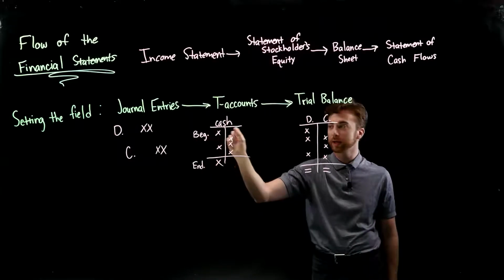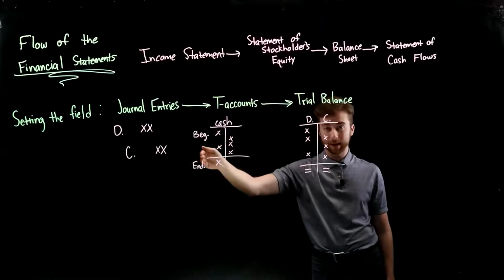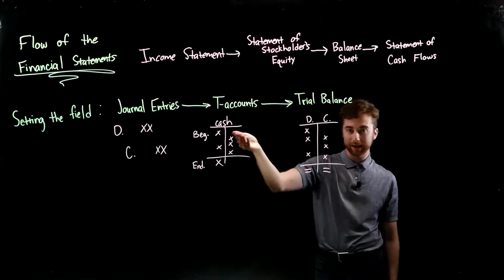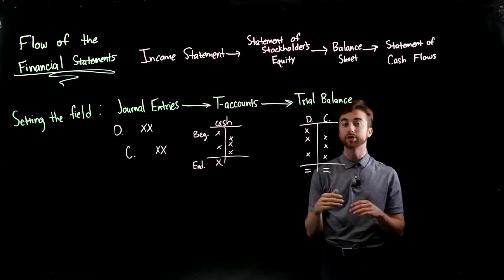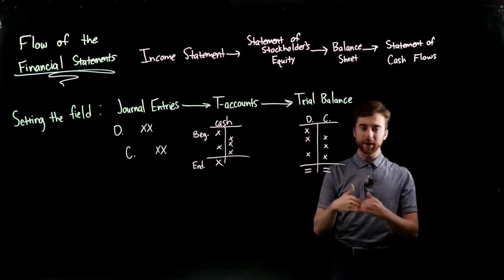Go into your journal entry. If you debited cash, go into cash and put a mark on the debit side. If you credited cash, go into the credit side and credit cash. And you do that for every single account so that you can see what you began with, all the changes that happen throughout the year, and then finally what you end with.